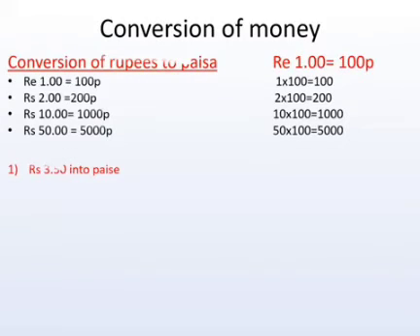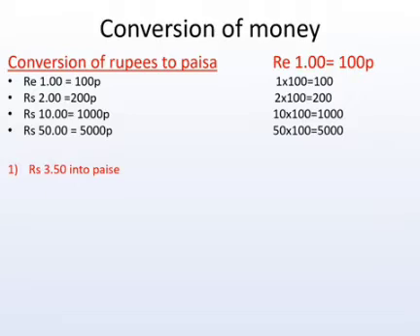So now let us learn how to convert rupees to paise. Conversion of money. Conversion of rupees to paise. 1 rupee. So there I have written Re. 1 rupee is equal to. So as we know that 1 rupee is equal to 100 paise. 1 into 100 is 100. So the answer will be 1 rupee is equal to 100 paise.